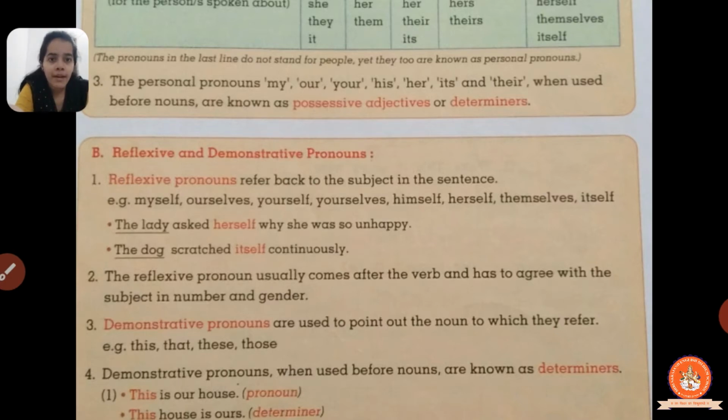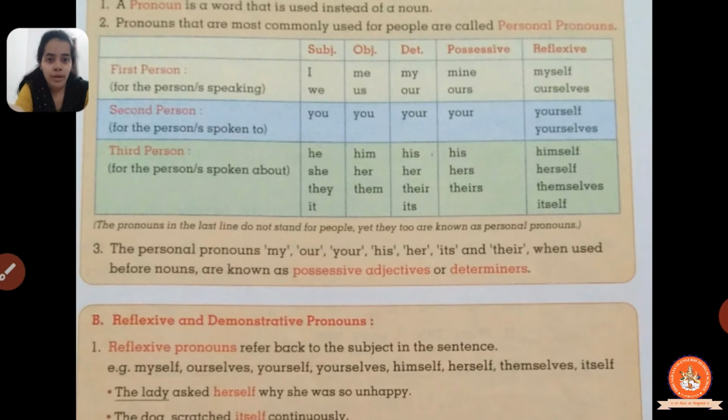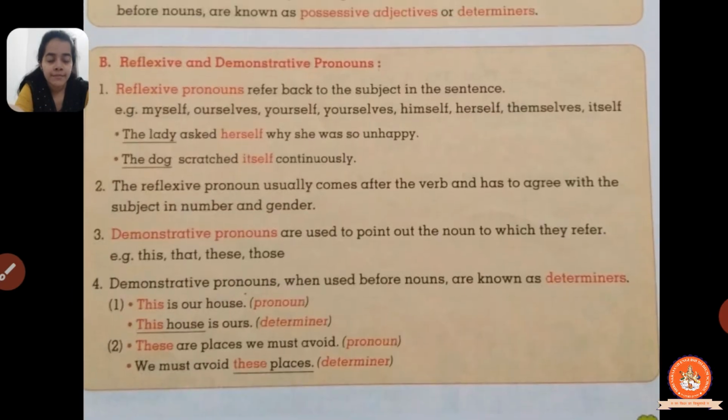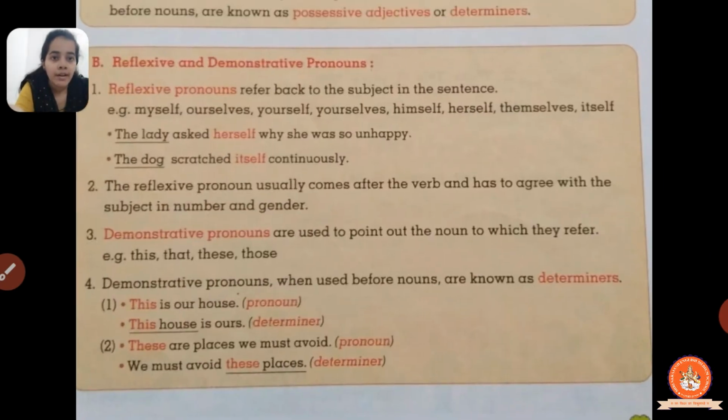Now we'll read two types of pronouns in this chapter: one is reflexive pronouns and the second is demonstrative pronouns. I'll explain these pronouns and then we will see the table. First, reflexive pronouns refer back to the subject in the sentence. So what is a reflexive pronoun? It refers back. Reflexive comes from the word reflex.